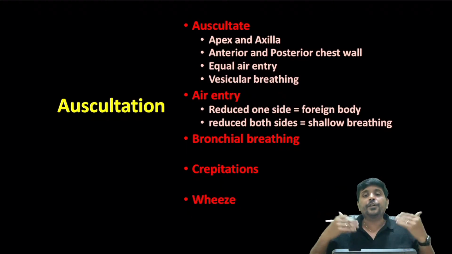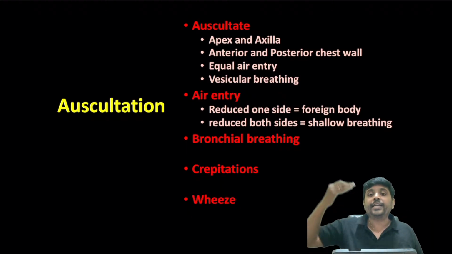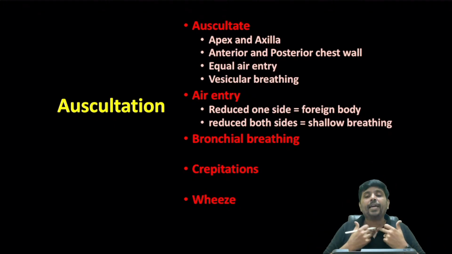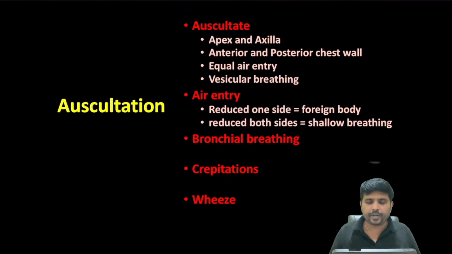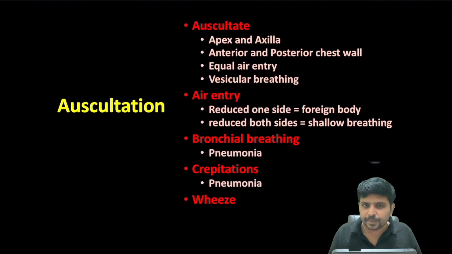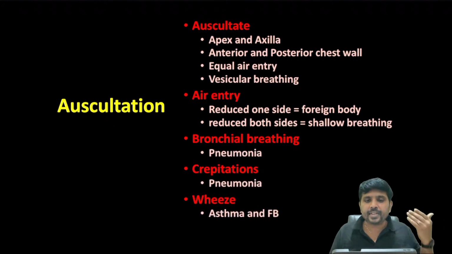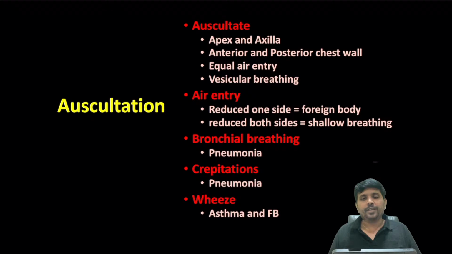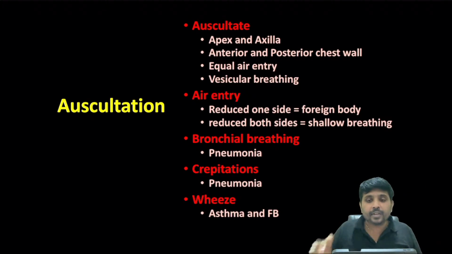Whenever air entry is reduced on both sides, it can be a pre-terminal event such as bradypnea, or it can be rarely due to a central foreign body. Bronchial breathing indicates pneumonia, crepitations indicate pneumonia, whereas wheeze indicates expiratory airway obstruction. In that wheeze, check whether it is responding to salbutamol or not. If it is responding to salbutamol, it is asthma. If it is not responding to salbutamol, it can be a foreign body.